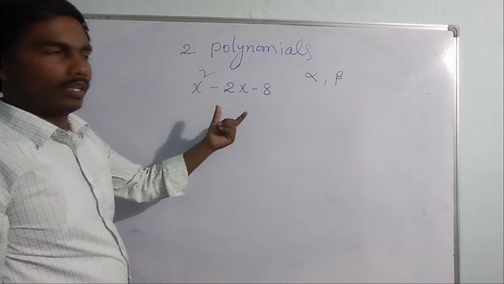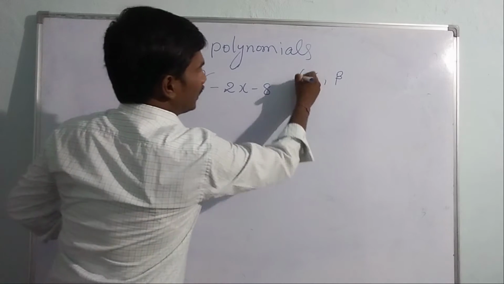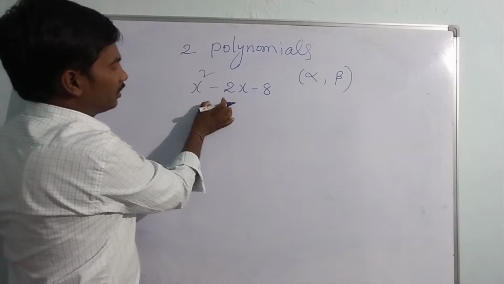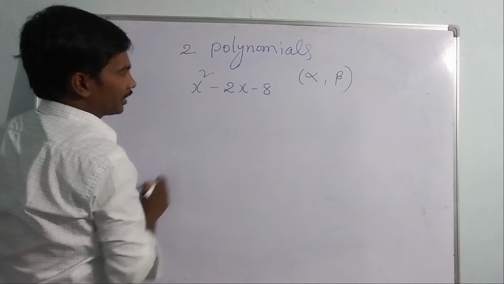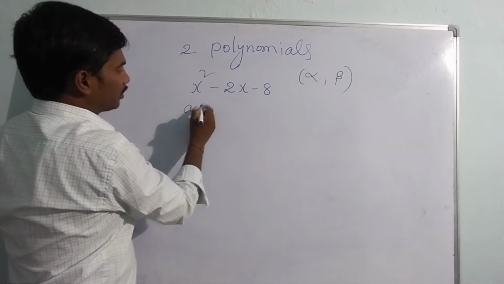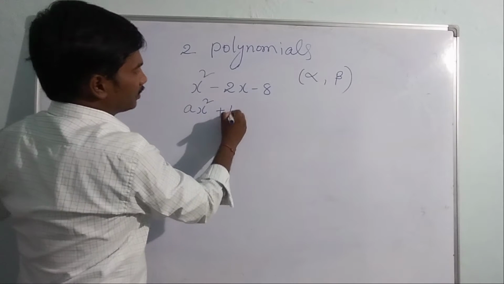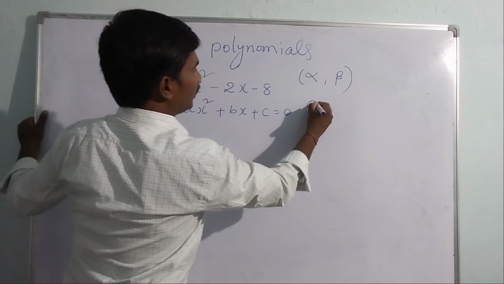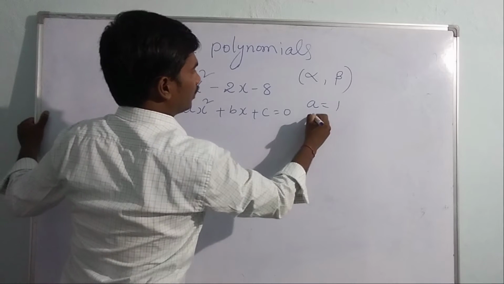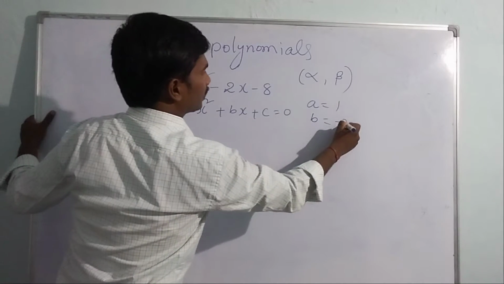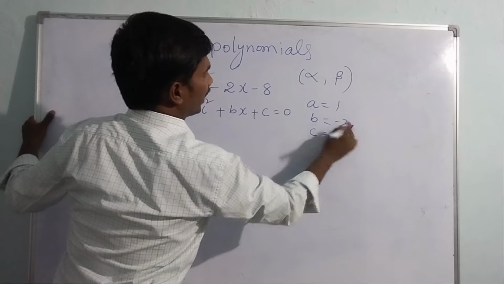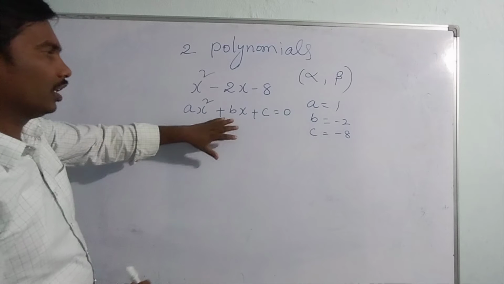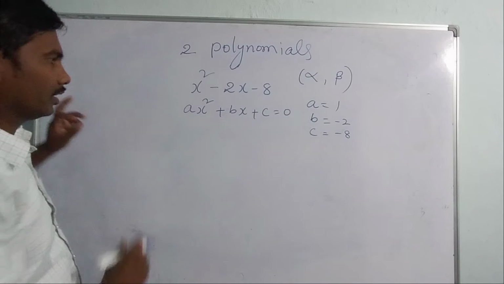Now I am going to check the relation between the sum of the zeros and the product of the zeros, and the coefficients of the quadratic equation. First, what is the standard form of the quadratic equation? ax square plus bx plus c is equal to 0. Here a is equal to 1, b is equal to minus 2, c is equal to minus 8. So these are the a, b, c values. First, find the roots of this quadratic polynomial.